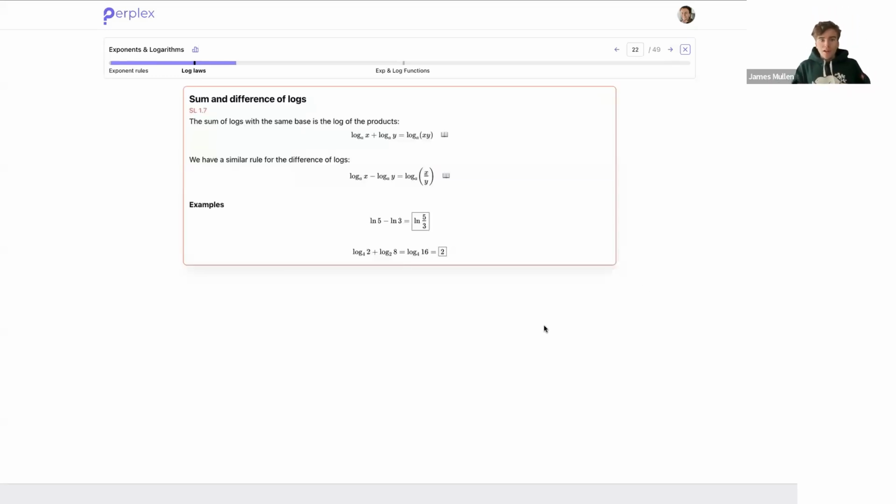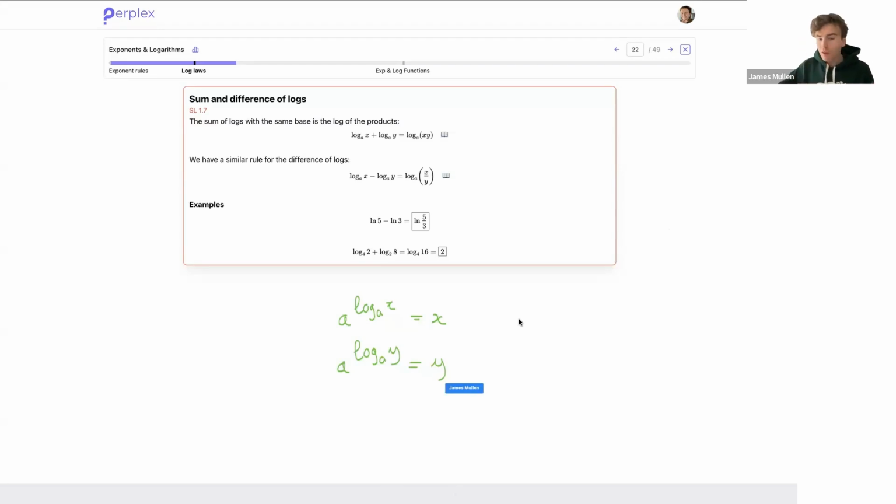So let's start talking about the laws and rules of logs. If I have a sum of logs, log base a of x plus log base a of y, I want you to remember that the log is asking the question: what power of a is going to give me x? I know that a to the power of log base a of x is equal to x, and similarly that a to the power of log base a of y is equal to y.